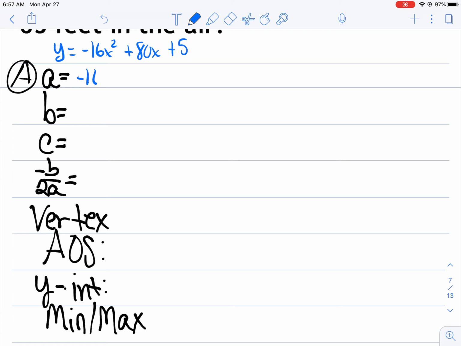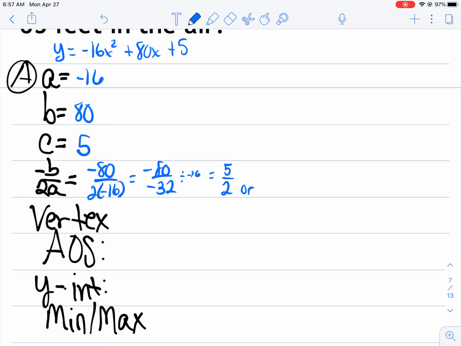So a is negative 16, b is 80, c is 5, okay? Opposite of b over 2a is the opposite of positive 80 is negative 80 over 2 times negative 16. So this becomes negative 80 over negative 32. You can divide by negative 16 here, becomes positive 5 halves, or 2.5, okay?